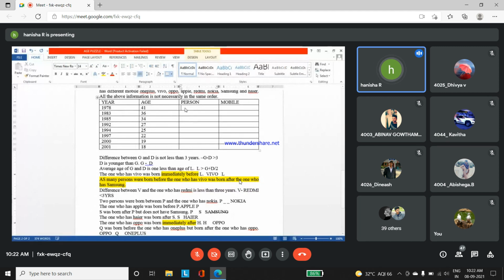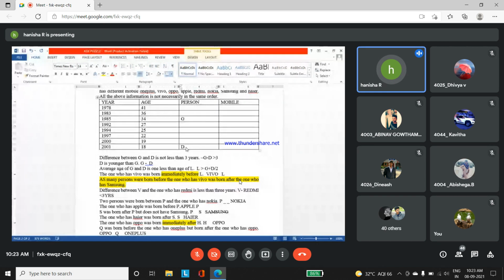So if you calculate in that way, the only possibility of having G and D will be like here. You can put G and D over here. If you calculate, D is younger than G, it is satisfied. The average age of G plus D divided by 2, so 34 plus 18 divided by 2, you will get 26. The average will be 26.